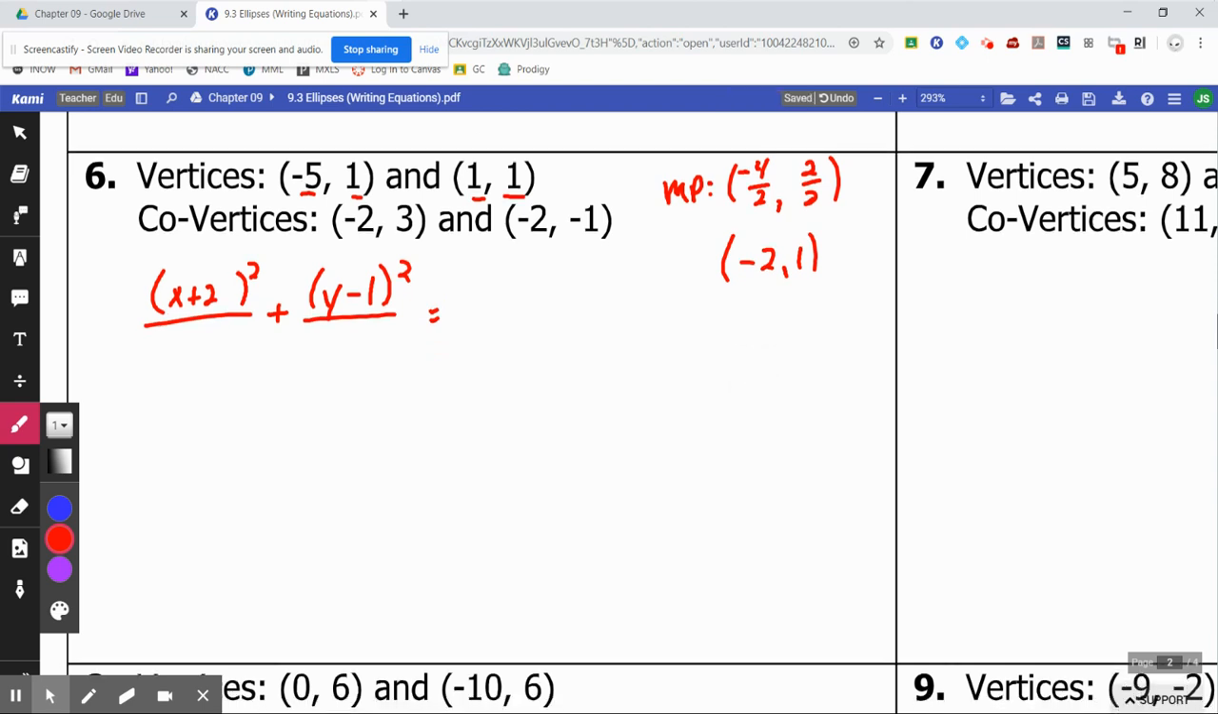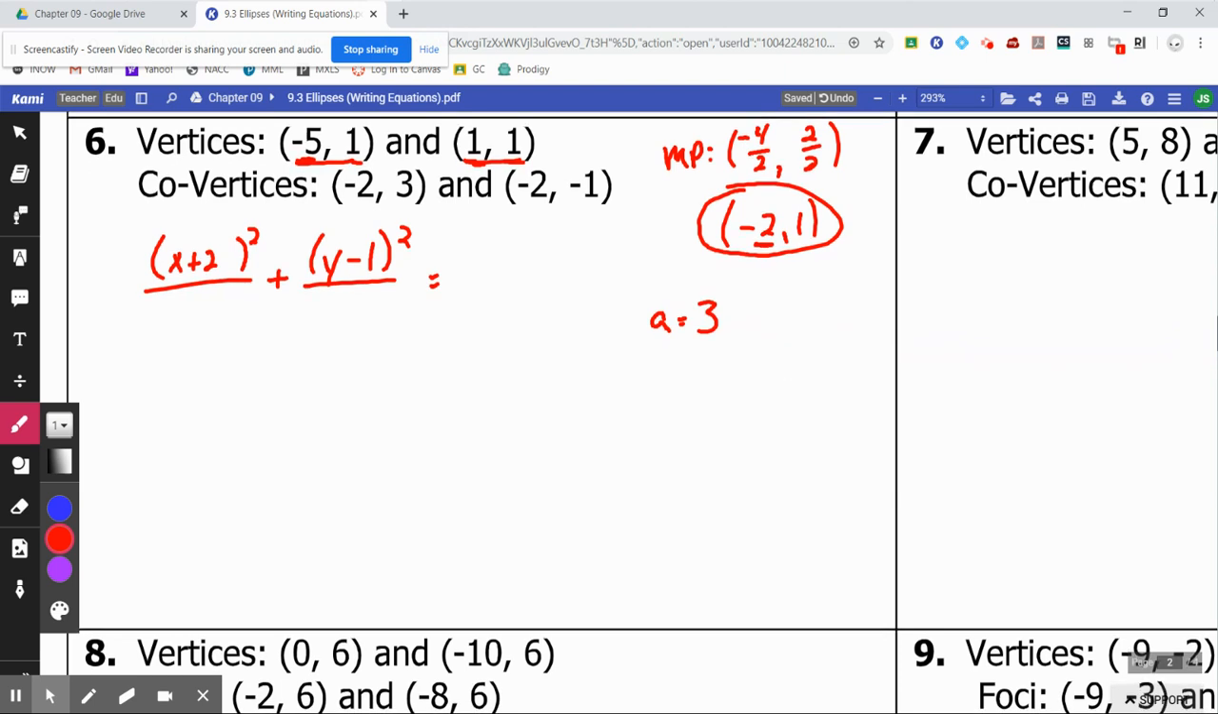Again, the a value is the distance from the center to either vertex. And notice that the ones are all the same because this is lined up. It's not been twisted, so it's very easy to say, okay, how far is it from -2 to -5, or how far is it from -2 to +1? That a value would be 3. The b value is the distance from the center to either one of these values. The -2's are all the same. So how far is it from 1 to 3 or from 1 to -1? That would be a distance of 2.